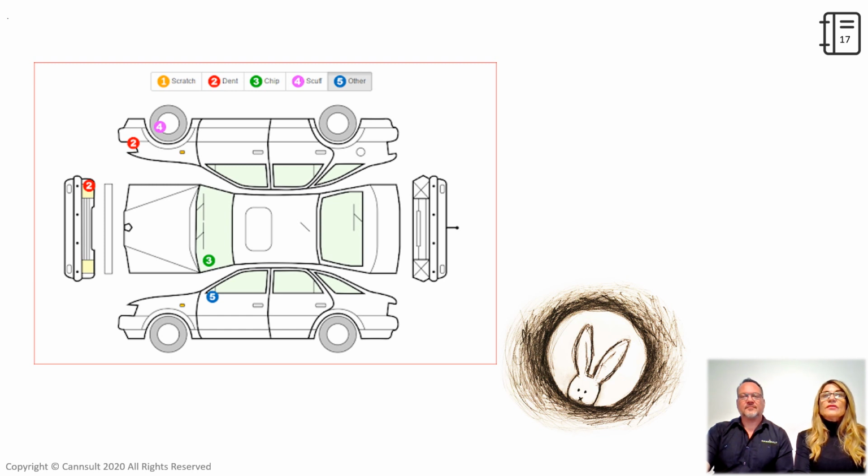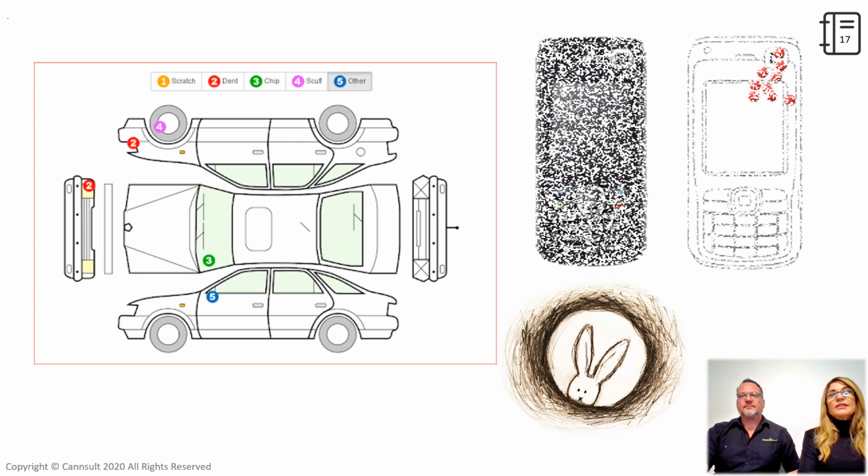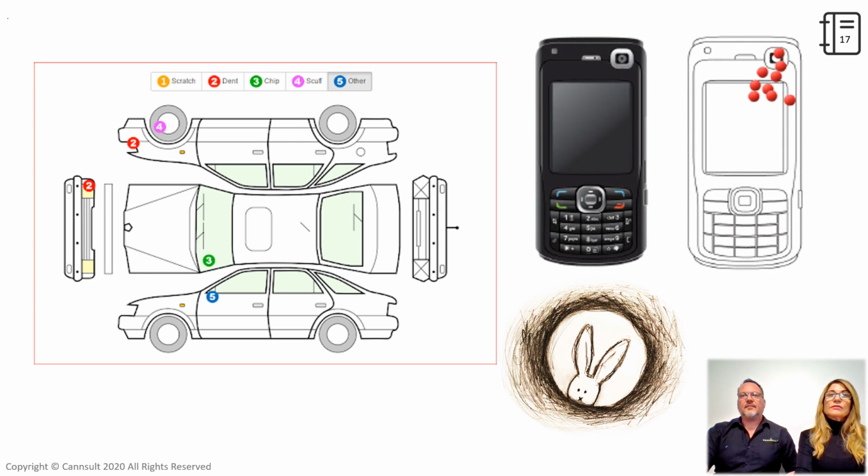A variation of this could be to mark directly on the form where mistakes occur. For example, if information is missing on an application, you could mark it directly on the form. Or if we're tracking scratches on a phone, we can show the defects on a diagram to indicate the location.